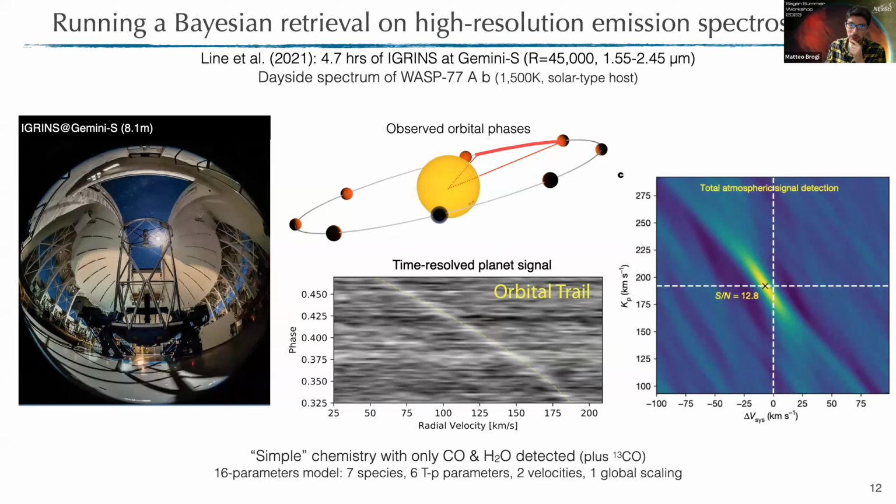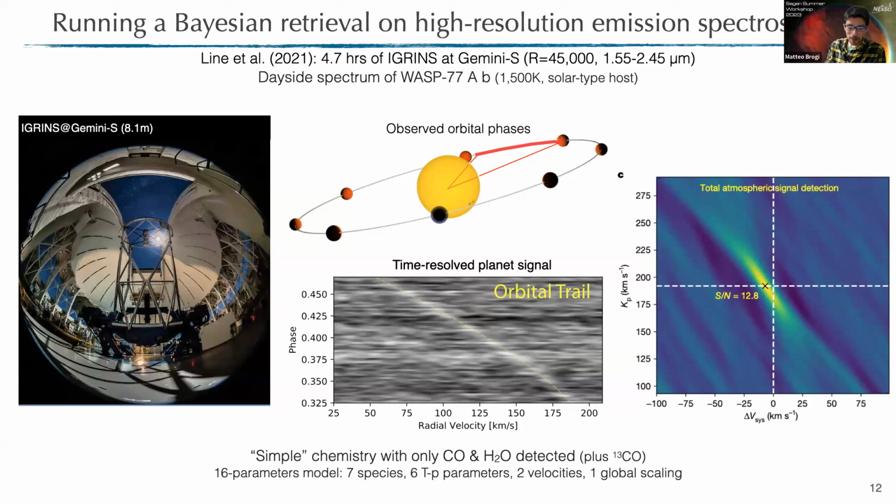This is also a hot Jupiter. It's a normal hot Jupiter, nothing, you have seen this from JWST already, the emission spectrum before. This is 177 AB. We found only 2 species here, carbon monoxide and water, plus possibly a hint of the isotope 13CO.